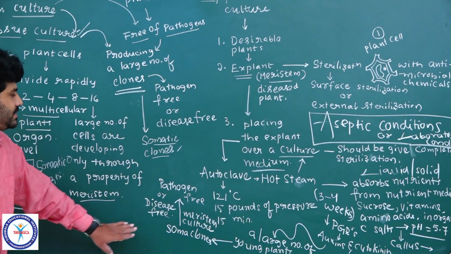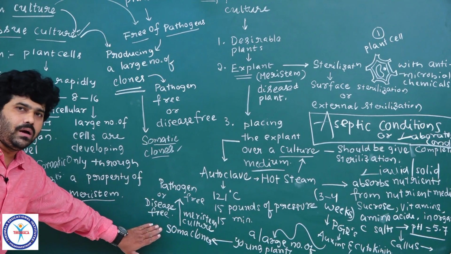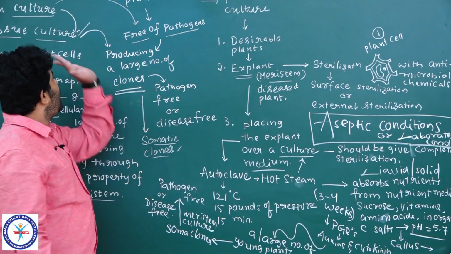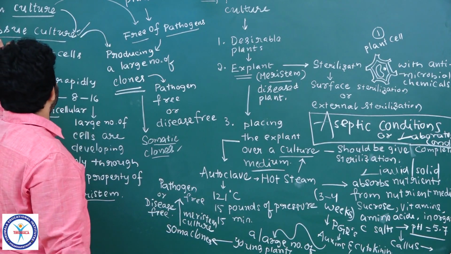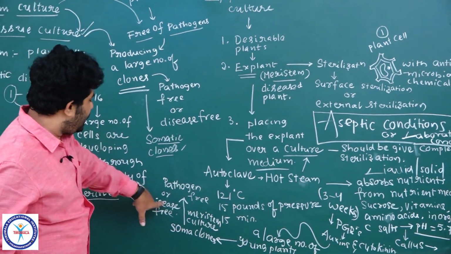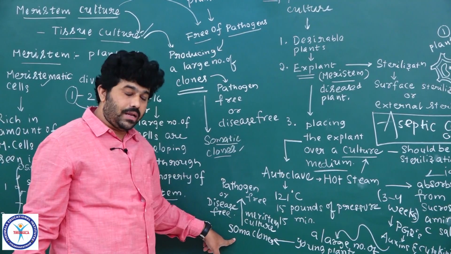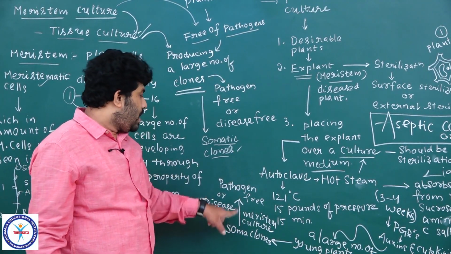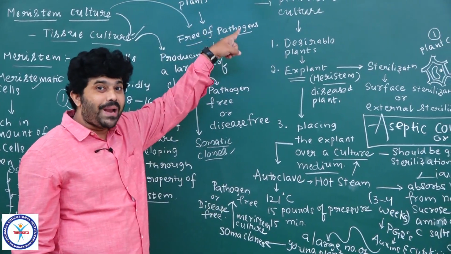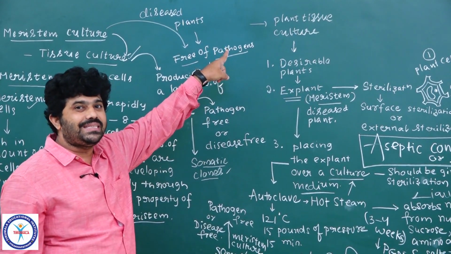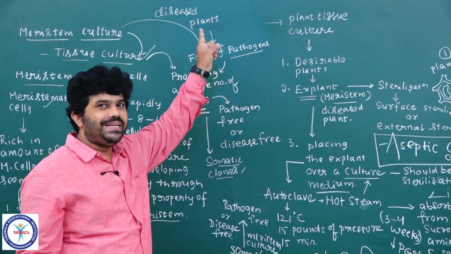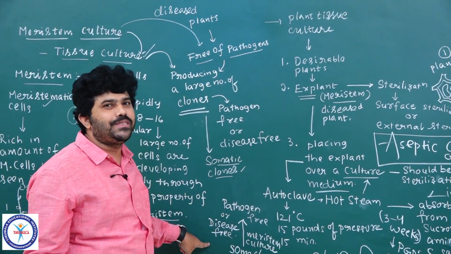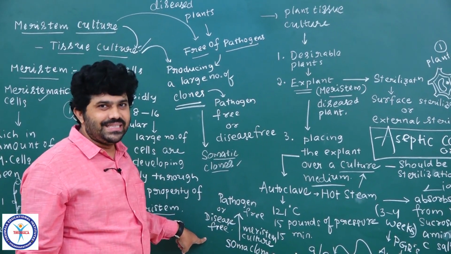Now got the point? This young population that we are producing from the Meristem culture, as one of the methods of tissue culture, gives a large number of colonies, a large number of young generations, which we call Soma clones. Though we are collecting meristematic cells as explant from a diseased plant, we are not producing clones with disease. Now got the point?